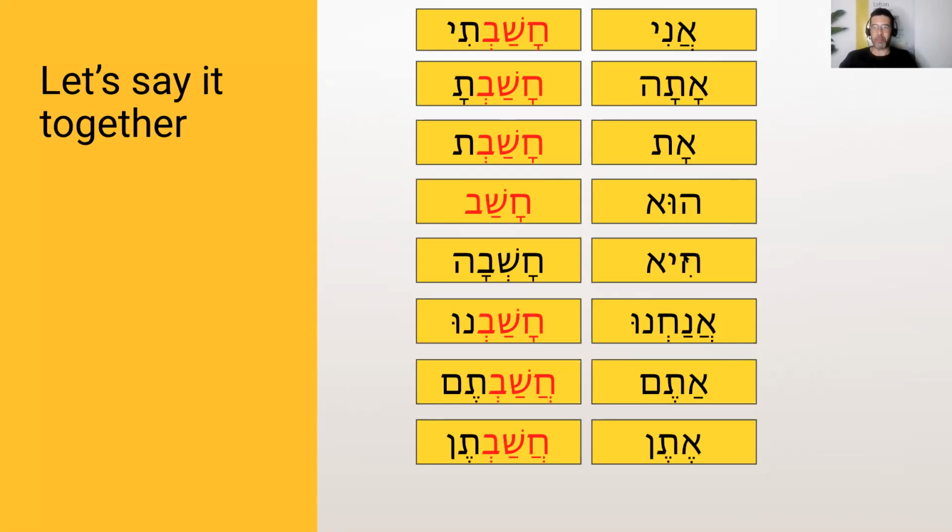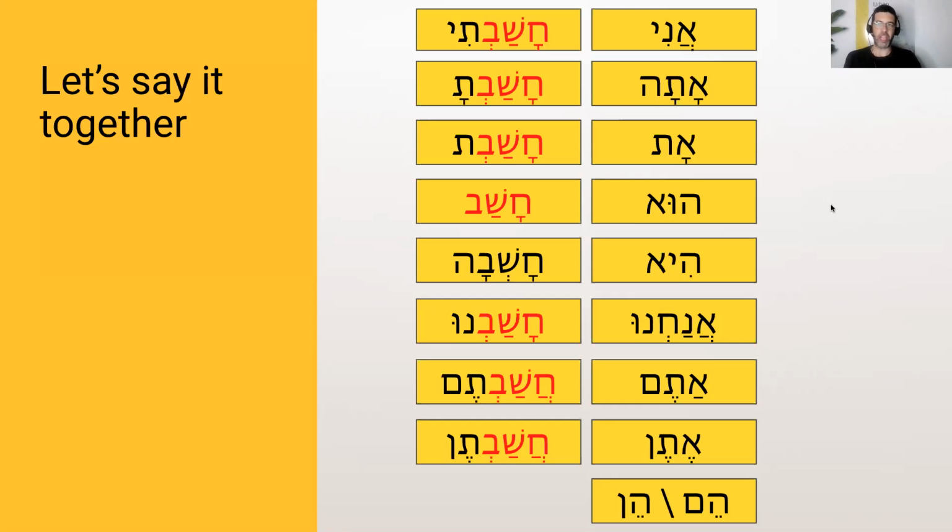So again, guys, and I'm sorry, let's go over again all the pronouns that we have. Ani chashavti. Ata chashavta. At chashavet. Hu chashav. He chashva. Let's say it again. He chashva. Nice. Anachnu chashavnu. Atem chashavtem. Aten chashavten. And one last pronoun, hem or hen, which is they in Hebrew.